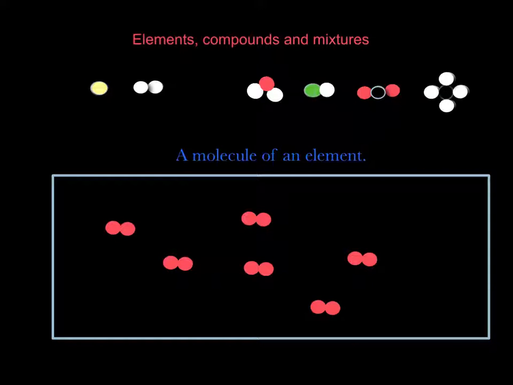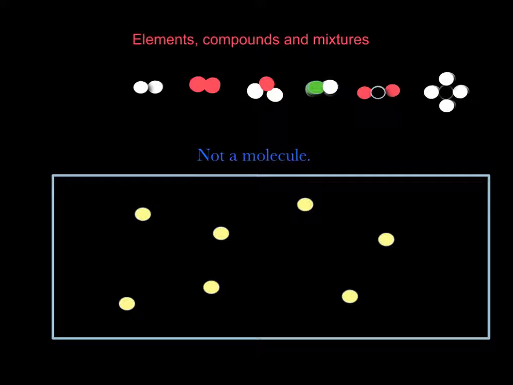This is the molecule of an element because it only has one element and there are two or more atoms in each. This is not a molecule because it is singular and molecules need to have two or more atoms to be considered a molecule.